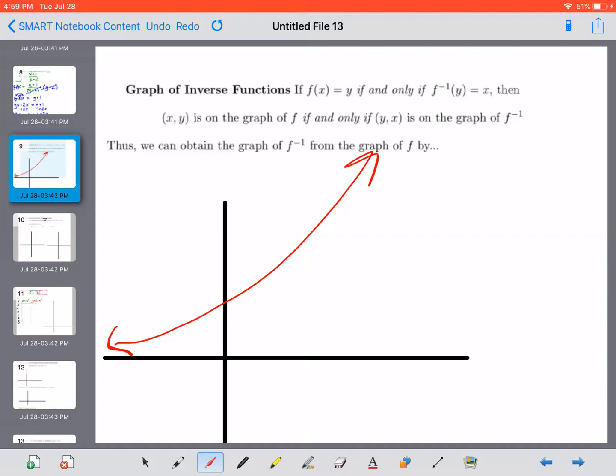In the last video, we talked about inverse functions. And one thing that I want to wrap up before we start talking about exponential functions is the following. So, the graph of an inverse function can be found using kind of a neat trick.